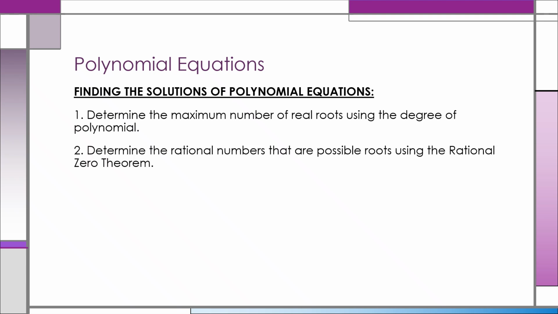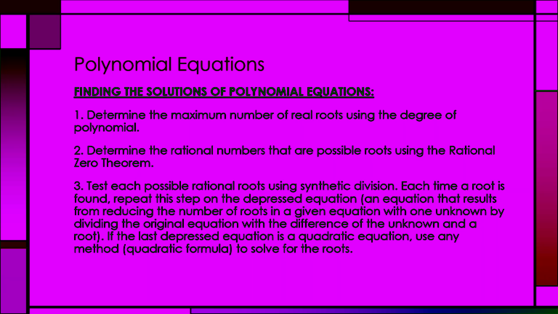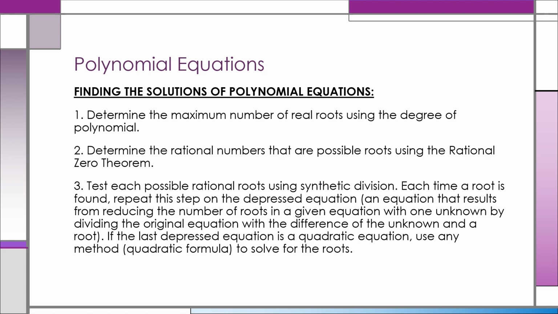Number 2, determine the rational numbers that are possible roots using the rational zero or rational roots theorem. For this step, we have to list down all the factors of P, the factors of Q, and the possible roots of P over Q. And last step, you have to test each possible rational root using synthetic division. This is a trial and error method. Each time a root is found, repeat this step again using synthetic division on the depressed equation.